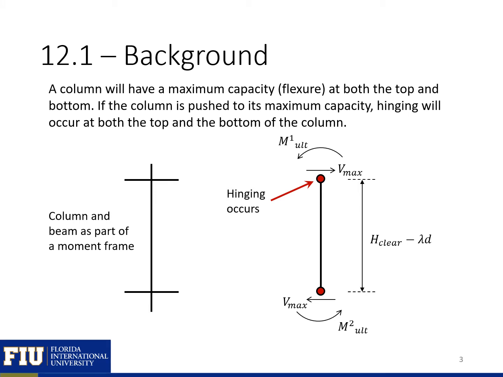The maximum demand on a column with lateral load will be at the top and the bottom of the column. If the column's pushed to its maximum capacity, hinging is going to occur at both the top and the bottom of the column.